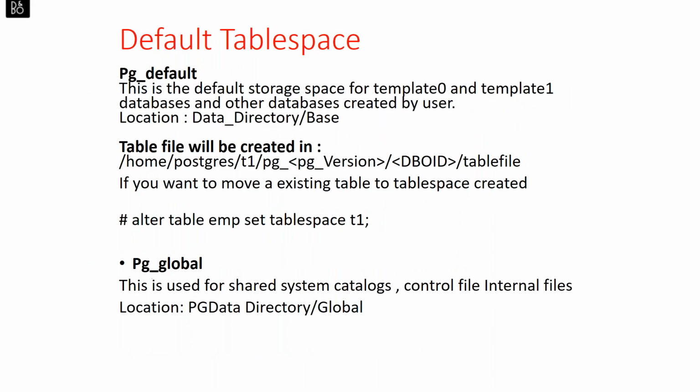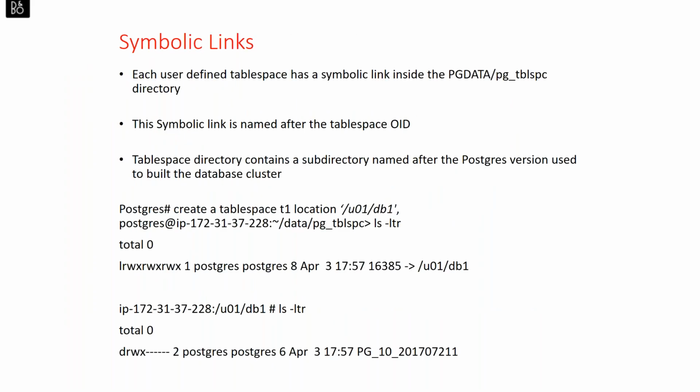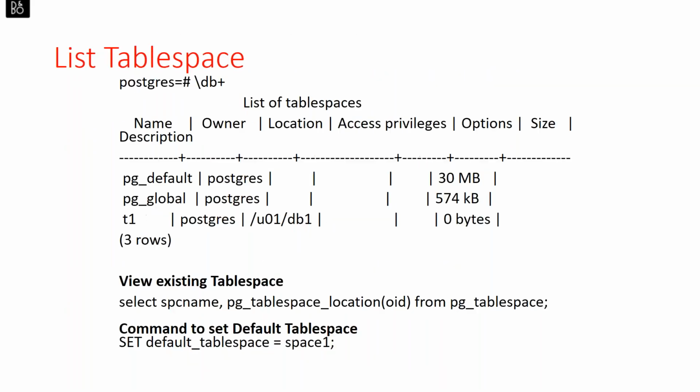We were there in this slide, right? PG Default, PG Global, all the PG catalog tables. So the list of table spaces you can see with backslash db plus. Within the query, to view existing table spaces, select star from pg_tablespace. There is a table called pg_tablespace.